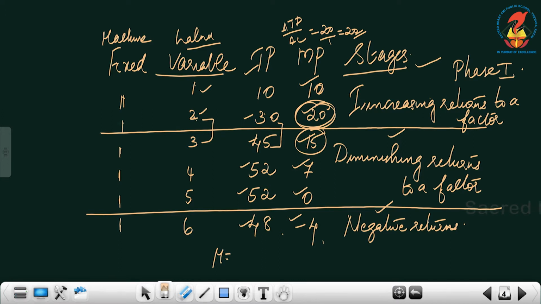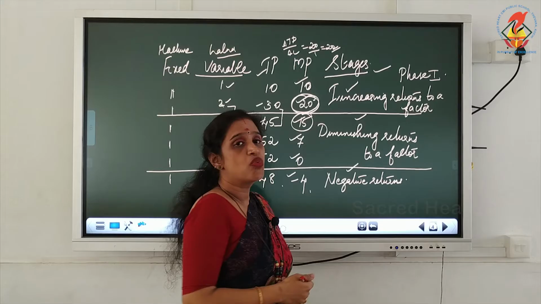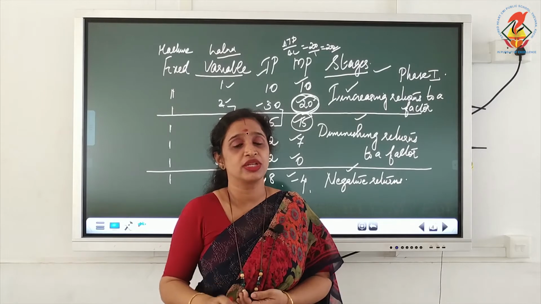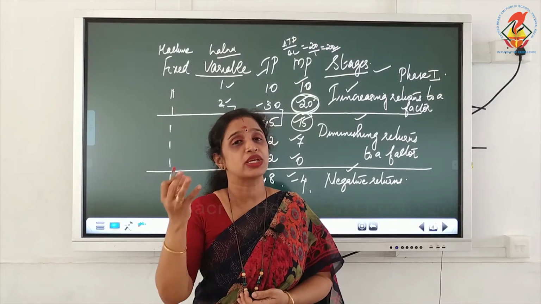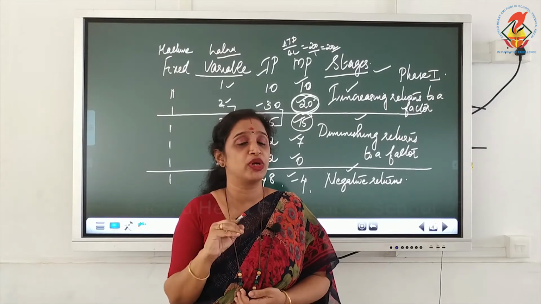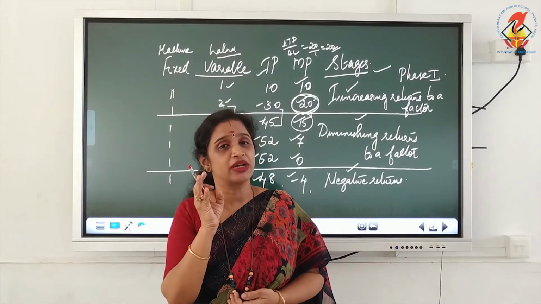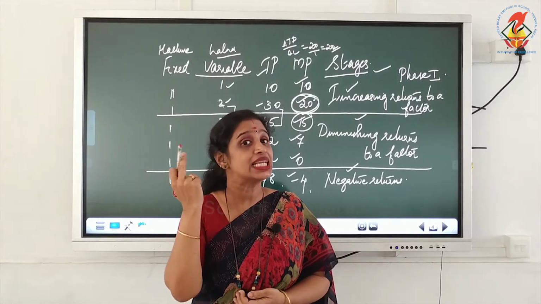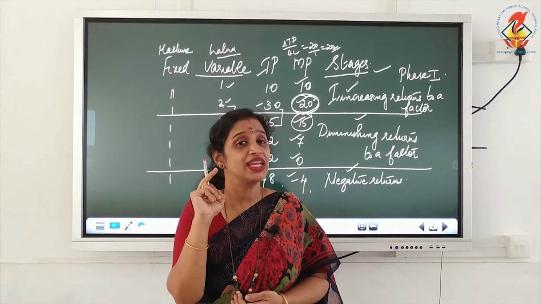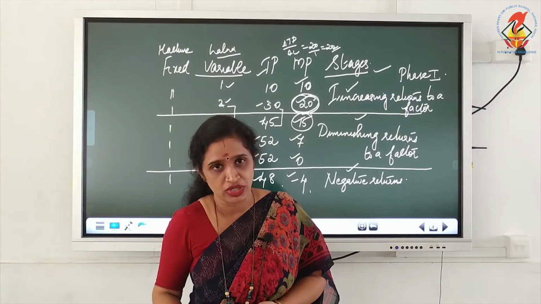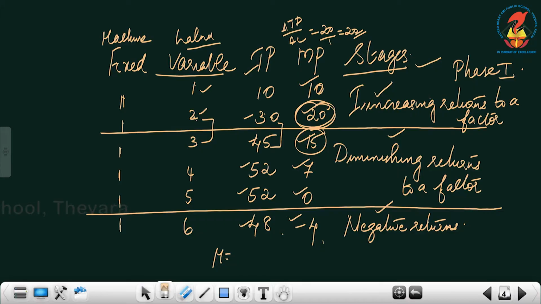Phase 1: we can see increasing returns to a factor. What does the theory say? The law of variable proportion says that when we increase the quantity of one variable input, keeping all other factors constant, total productivity will increase at an increasing rate initially, then increase only at a decreasing rate, and finally it falls. Now based on that we can explain the phases.